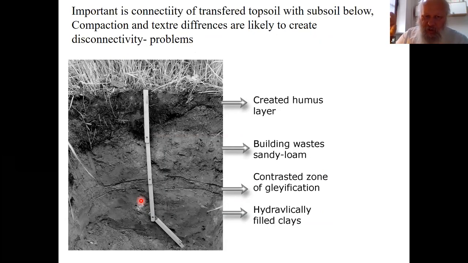Another problem with topsoil application is that there might not be a good connection between the layer under the topsoil and the topsoil you apply. This might cause some problems with water movement. It might also cause landslides, because the layer you apply might move over that discontinuity. Again, this can be improved by making your subsoil medium rough and loose, and also by matching the texture of your underlying layer and the topsoil layer.